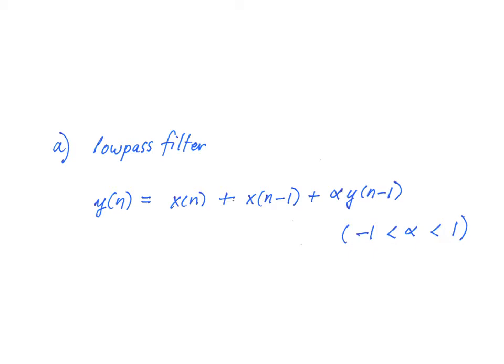A difference equation may be implemented using just a few terms to implement a low-pass filtering function. Here I show y of n as a function of present and past inputs. The present input is x of n. There's a one sample delayed input x of n minus 1. And also y of n is a function of past output y of n minus 1. The scaling factor alpha may be adjusted in the range -1 to +1 to change the effective bandwidth of this low-pass filter.